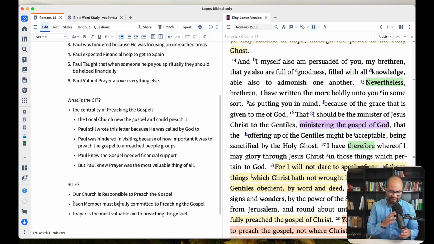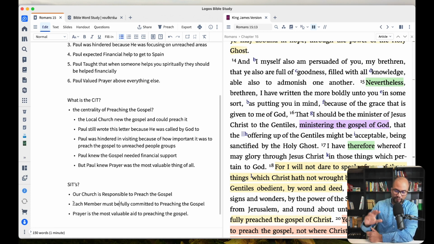Our church, sorry, I hit the mic again. Our church is responsible to preach the gospel. And so I'm making the SIT very pointed to the people I'm speaking to, which is my local church here. Here he's speaking to the church at Rome in verse number 14 about how they could admonish one another. I want to take this and apply it to us. And so my SIT is our church is responsible to preach the gospel. We are supposed to teach one another about the gospel. We are supposed to preach it.